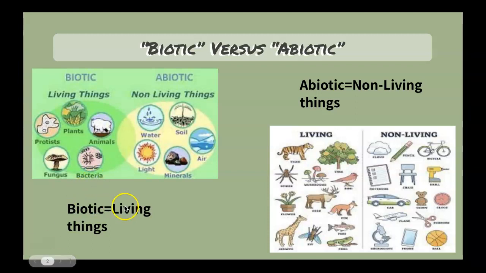Biotic, living, abiotic, non-living. Here we have the two charts that break it down for us with visuals. Biotic, again, is living things such as plants, animals, bacteria, etc. And abiotic, again, is non-living things such as water, soil, light, minerals, and air. Then in this one, we just have living and non-living, like tigers, flowers, bugs, and then non-living like pencils, tools, teddy bears. These words are interchangeable.